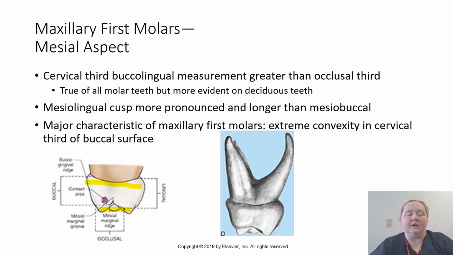The mesiolingual cusp is more pronounced and longer than the mesiobuccal. Okay, a major characteristic of the maxillary first molar is extreme convexity in the cervical third of the buccal surface. So, a lot of convexity.